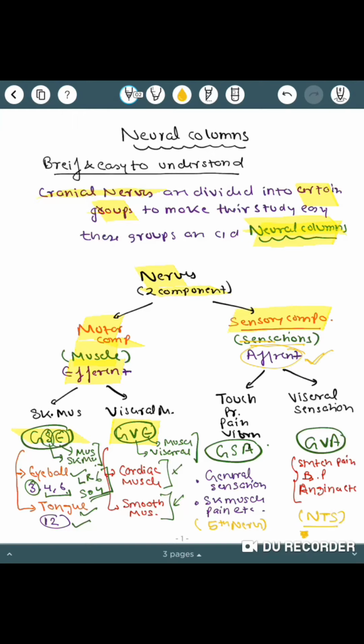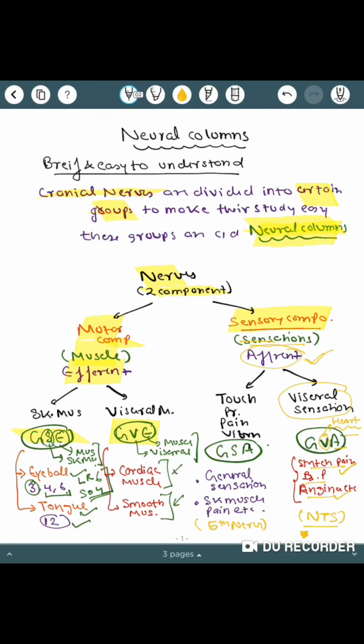So if the sensations are coming from visceral organs, like stretch, pain, blood pressure, or angina from the heart, these come under the general visceral afferent. Visceral we will understand very clearly here, that it may be the heart or other visceral organs, and because it carries sensation, it is the sensation of pain and other stretch sensations that come from the visceral organs.